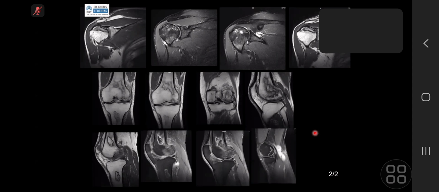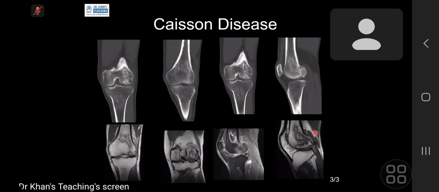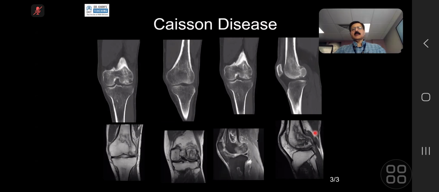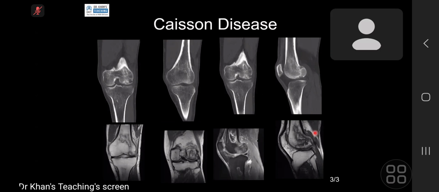Right. This one was actually Caisson's disease. This is a Caisson's disease, and that should be in your differential. This patient was a deep sea diver actually.